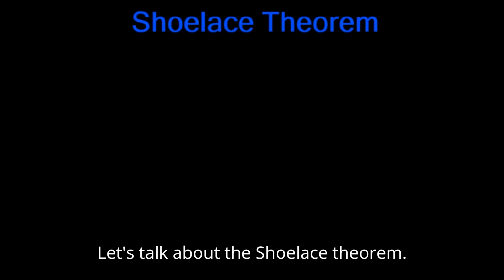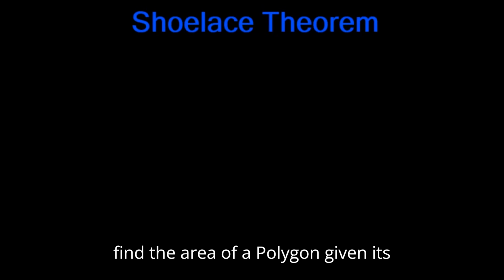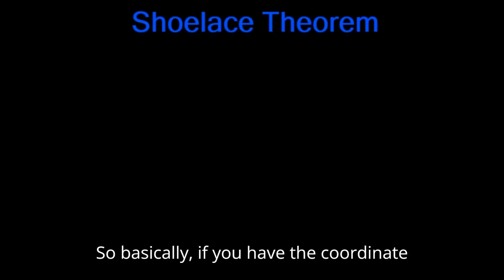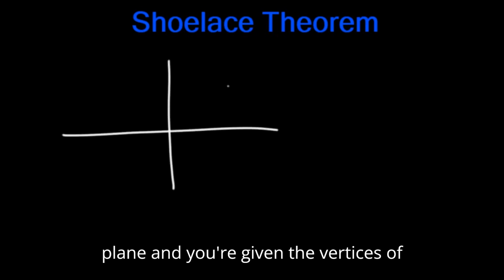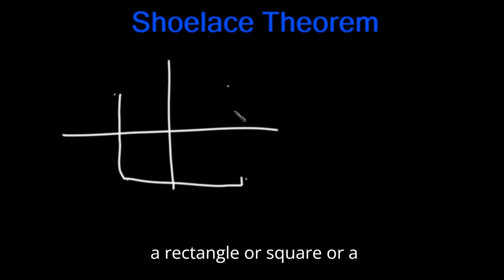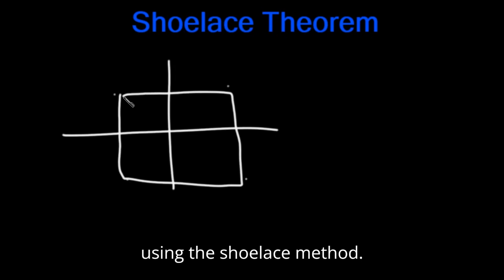Let's talk about the Shoelace Theorem. The Shoelace Theorem is just a way to find the area of a polygon given its vertices on the coordinate plane. So basically, if you have the coordinate plane and you're given the vertices of a rectangle or a square or a triangle, then you can find the area using the shoelace method.